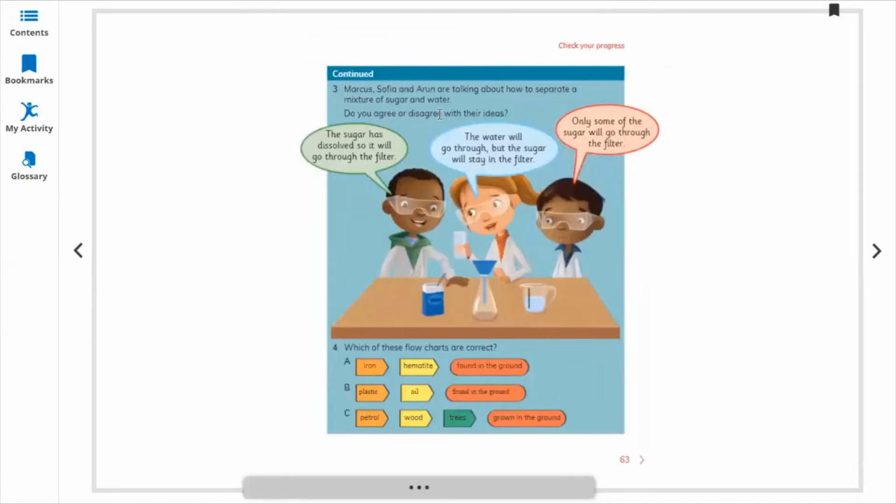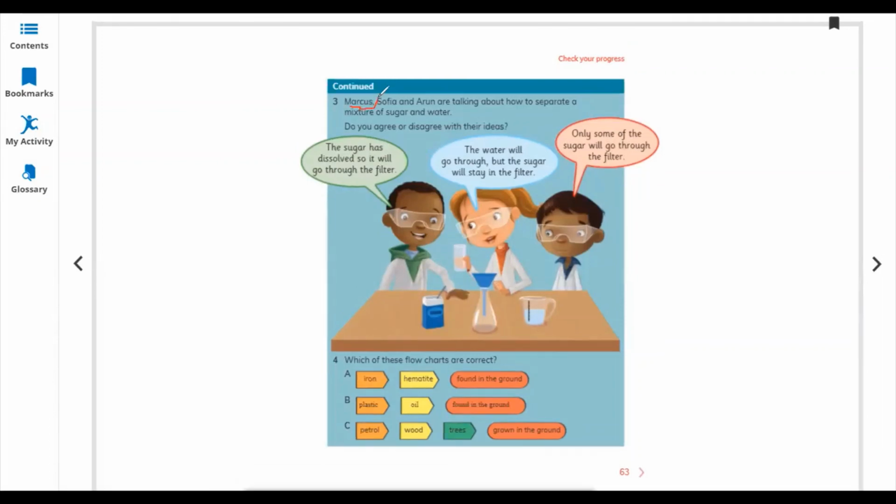Question number 3. Marcus, Sophia and Arun are talking about how to separate a mixture of sugar and water. Do you agree or disagree with these ideas? The sugar has dissolved, so it will go through the filter. Okay, what about the second? She's saying the water will go through, but the sugar will stay in the filter. No, wrong. Only some of the sugar will go through the filter. Not correct, Marcus. He's correct: the sugar has dissolved, so it will go through the filter. Just I underline, Marcus. He is correct.